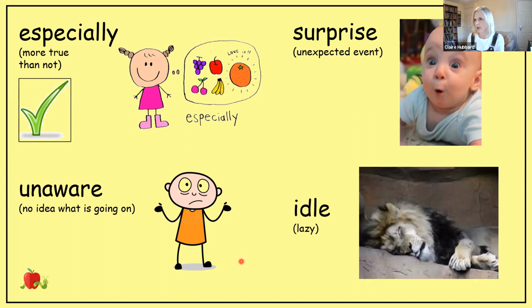These are probably words, especially, as I say, especially, idle, unaware, that they may not know in the context. So I would tell them that this word is going to be in the book. It means lazy. And then I'd say, when have you ever been idle? When's anybody told somebody else that they're being idle or lazy? So a bit of chat about that.